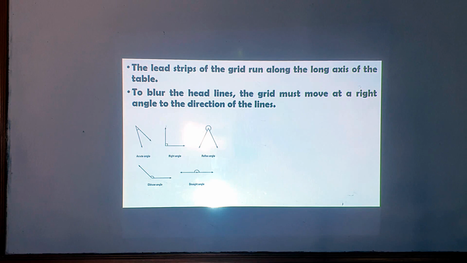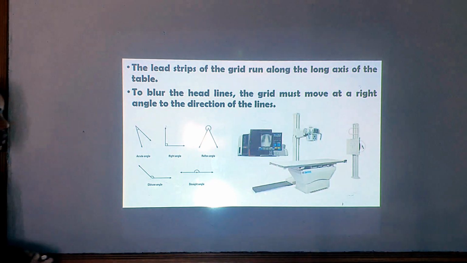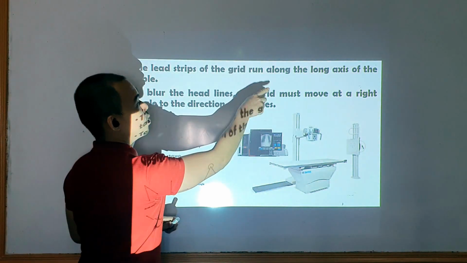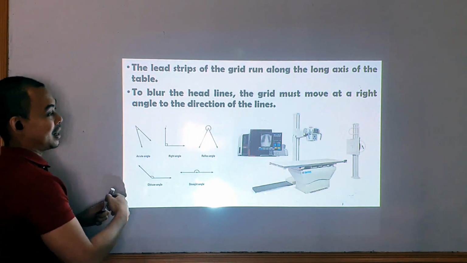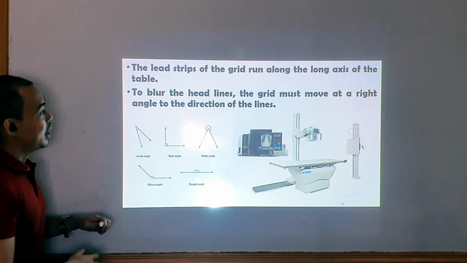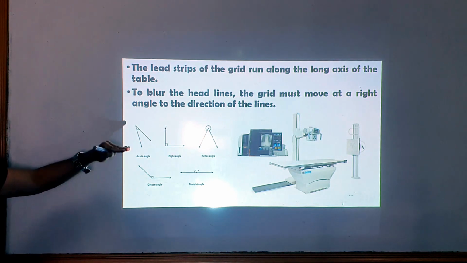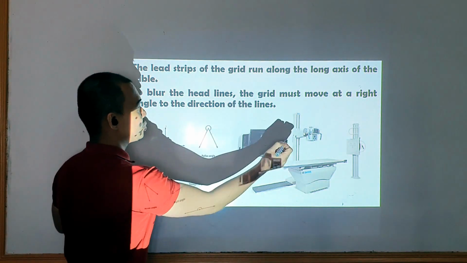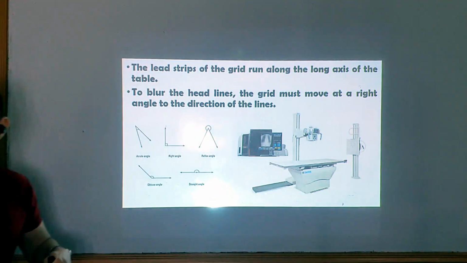The lead strips of the grid run along the long axis of the table. So you already know what is the long axis of your radiographic or X-ray table, right? So the long axis is this one. So the lead strips of the grid run along the long axis of your X-ray table. And in order to blur the grid lines, the grid must move at a right angle to the direction of the line. So you already have an idea, guys, that this one is the long axis, so we will zoom it in.